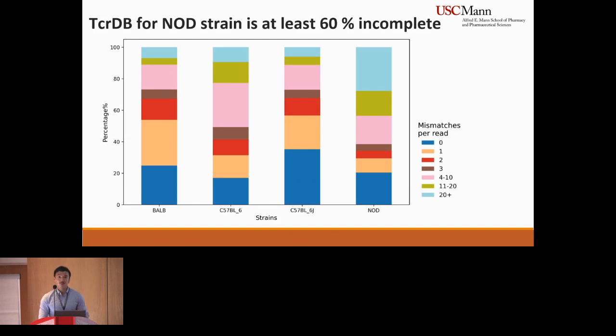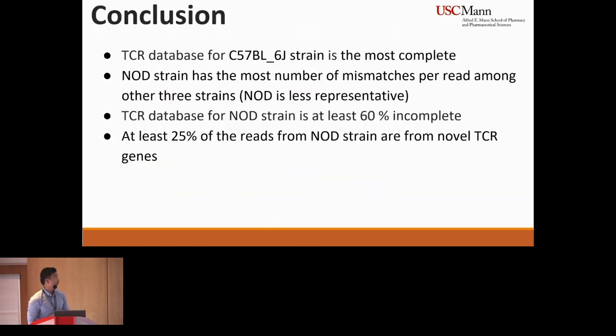I still need to work on the unmapped reads part. For the conclusion: the IMGT database is more representative of the C57BL/6J strain. On the other hand, the NOD strain is the least representative, at least 60% incompletely represented in the IMGT database. And the last point: at least 25% of the reads from the NOD strain are from novel TCR genes. That's it.